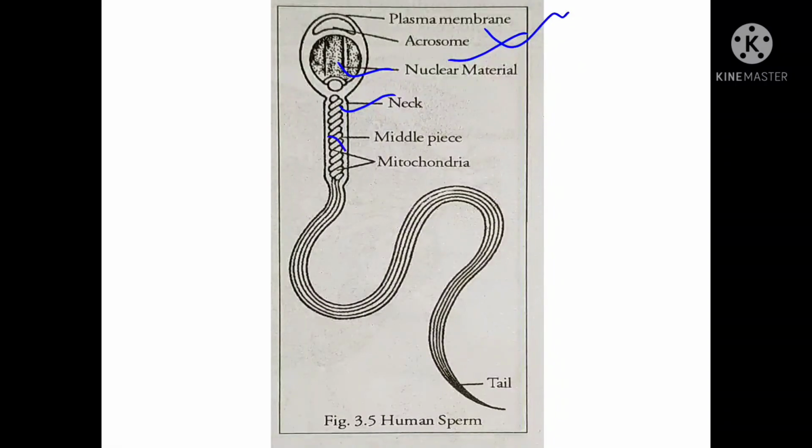These are mitochondria. From here, this portion is called tail portion, and this is the middle portion.